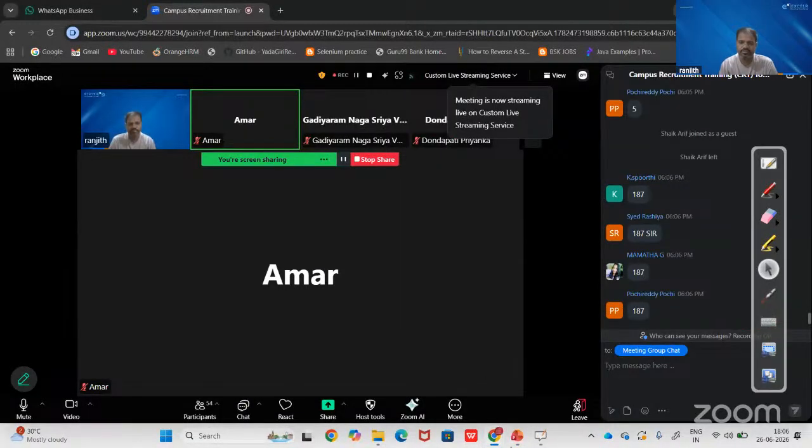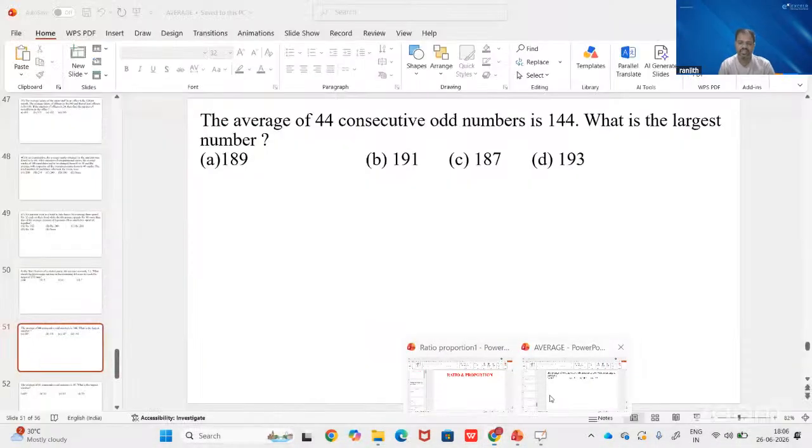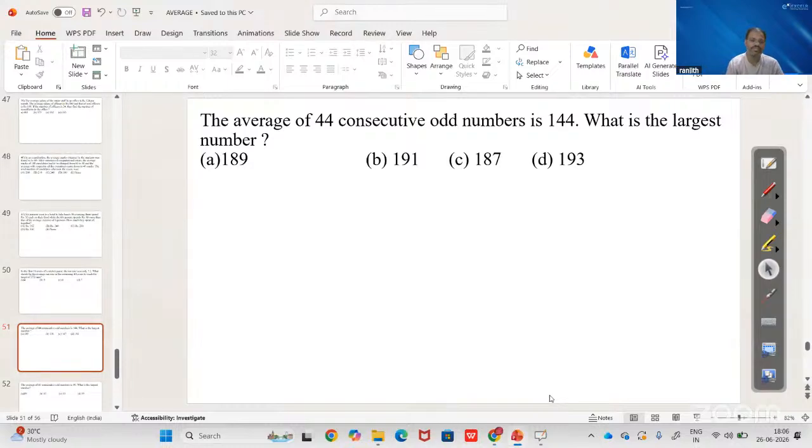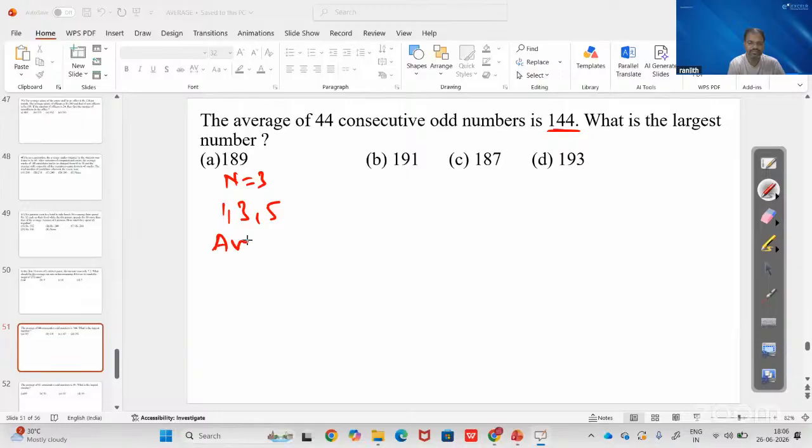Okay. I don't know how you do it. Just look once. The average of 44 consecutive odd numbers is 144. So if I take the numbers 1, 3, 5, what is the average if n equal to 3? Average will be equal to 3. So average is nothing but sum of observations by number of observations. The sum is 9, 9 by 3 equal to 3.